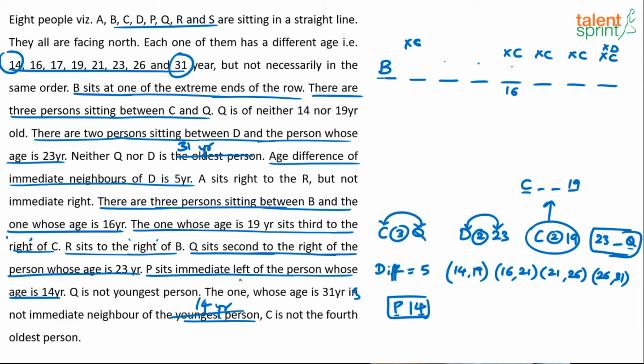Are you getting my point? Are you able to follow? C and Q should have 3 persons between them. If C takes up this position, then these are the 3 persons, Q goes out of the arrangement. And towards the left of C, these are the 3 persons, and this should be Q, but this is already blocked by B. So C cannot come there as well. So 5 positions for C are ruled out, and 1 is already B. So there are 2 possibilities for C. Either it comes here or it comes here.